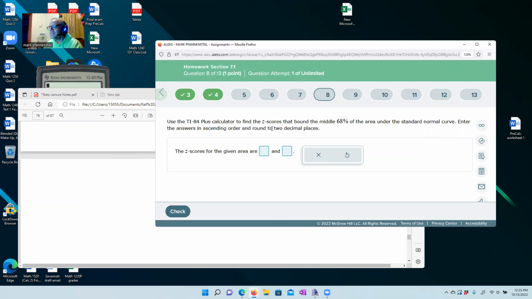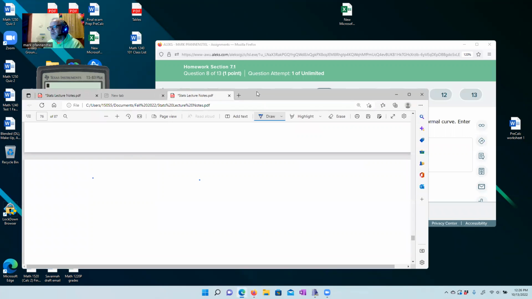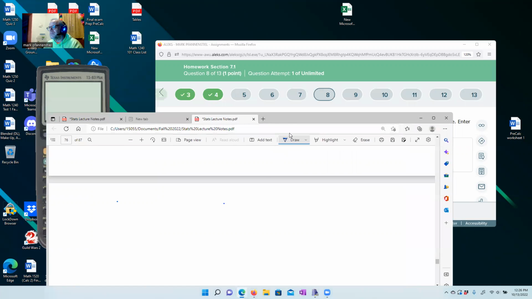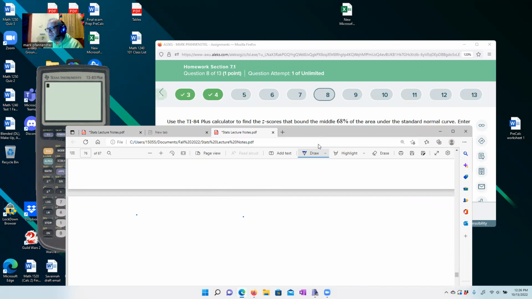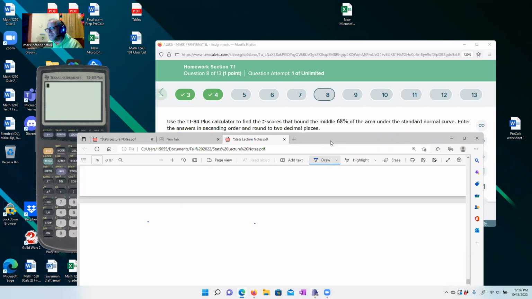Yes, it is. It says find the z-scores that bound the middle 68% of the area under the standard normal curve, okay? So going back to chapter 2 or chapter 3, do you remember the empirical rule that says something like if we're within one standard deviation, we have 68% of the data. Okay, so I'm expecting a number that looks a lot like between -1 and +1 when I do this.